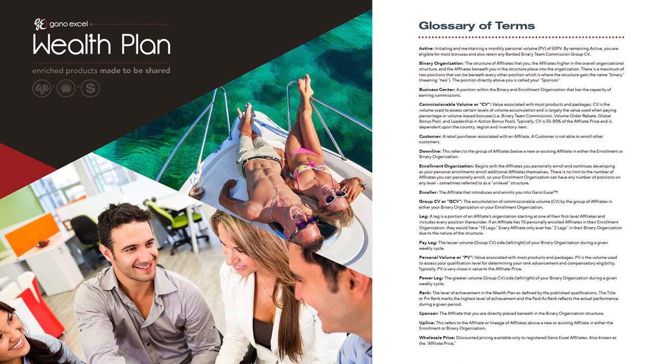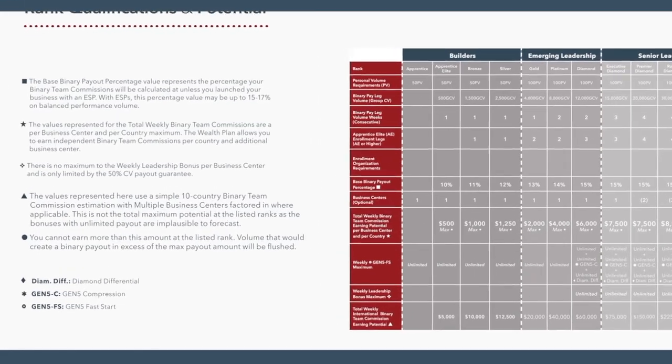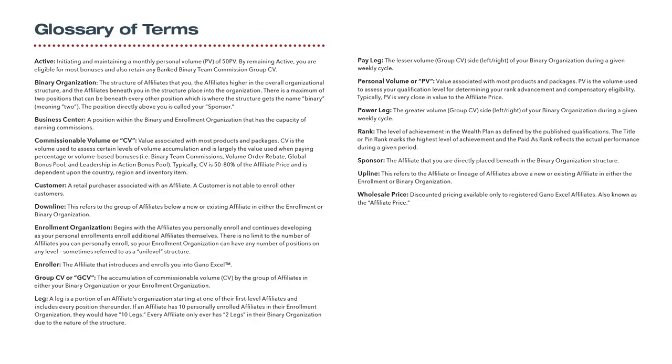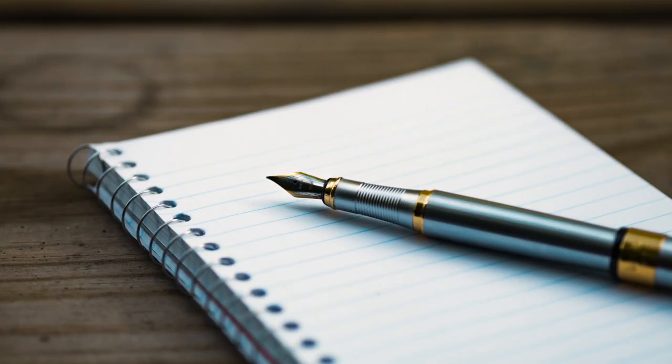Number one, wealth plan to refer to rank qualifications and potential, page 12. Very important, glossary of terms on the back of your wealth plan. Number two, monthly commission program calendar so you have a better understanding of the cycles. Number three, pen and paper for note taking.